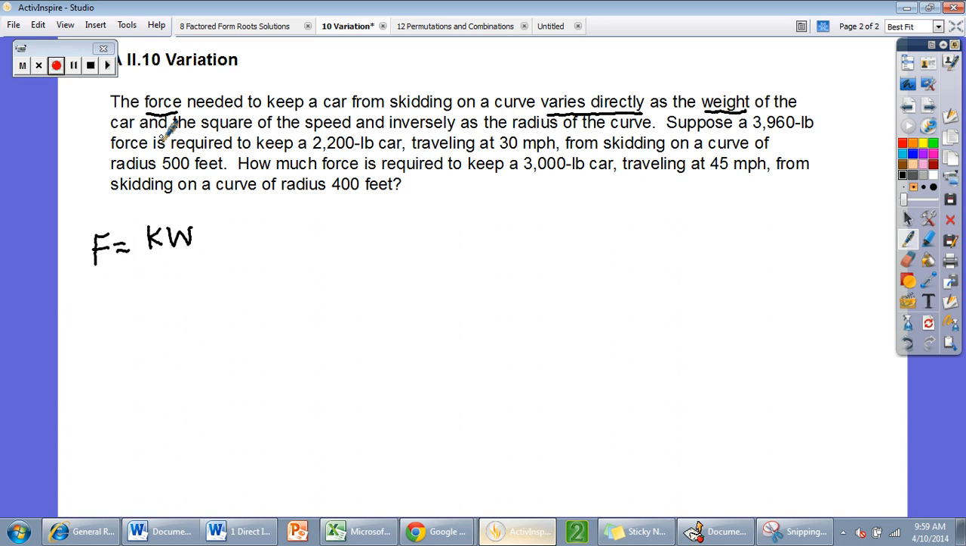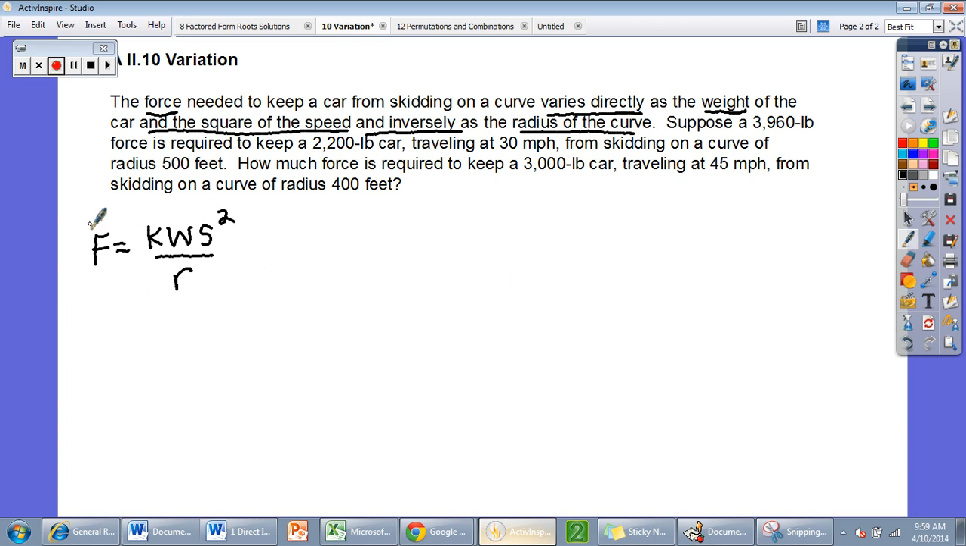The weight of the car, okay, and the square of the speed. So that's also going to be there. And inversely as the radius of the curve. So inversely means I'm going to divide by the radius of the curve. So I'm going to read through this one more time and make sure I have my equation set up correctly.